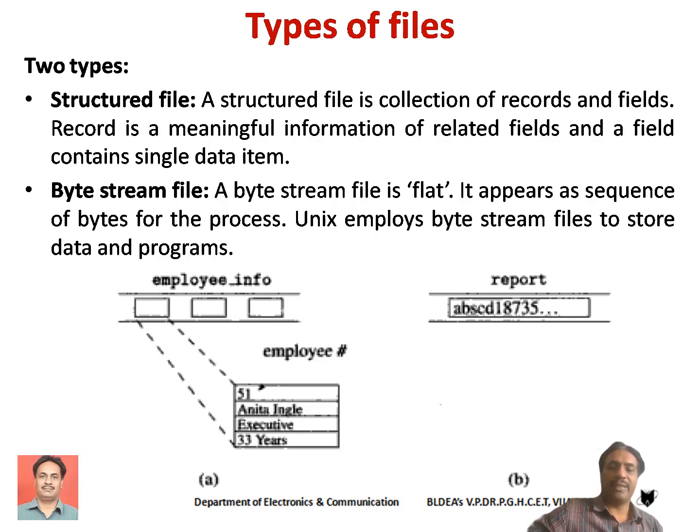However, if you consider a byte stream file, as I told you, it is simply a collection of bytes. Here it is like a flat file. Everything is viewed as simply a sequence of bytes. It won't differentiate the information. It will treat every piece of information stored within the file as a sequence of bytes. So the Unix operating system employs byte stream files to store data and programs.